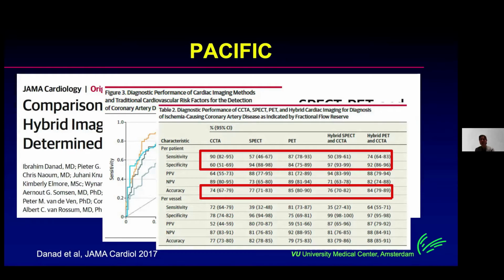And the diagnostic accuracy of these two imaging modalities was completely different. CT had an extremely high sensitivity, meaning it's a rule-out, and SPECT had an extremely low sensitivity, meaning you miss a lot of patients. So if you get a patient who presents with chest pain, if you do a CT, you're likely to overdiagnose, and if you do a SPECT, you're likely to underdiagnose, if you take fractional flow reserve as a gold standard.